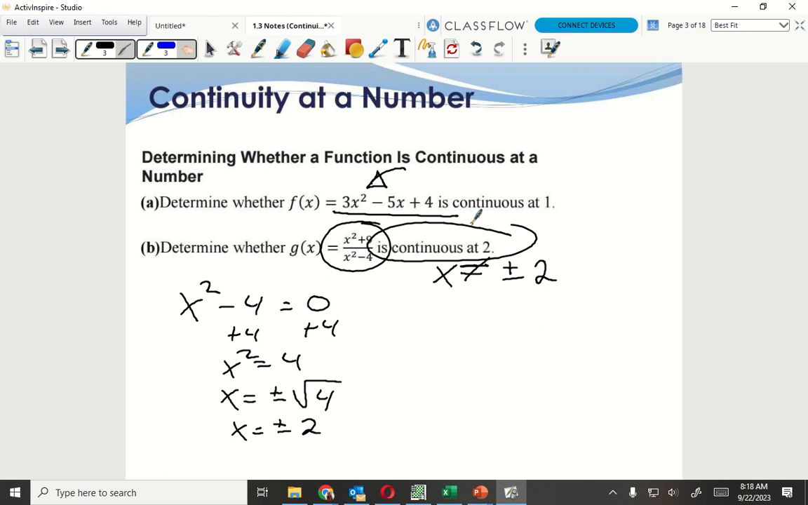Okay. It's not continuous at 2. There is a discontinuity there.